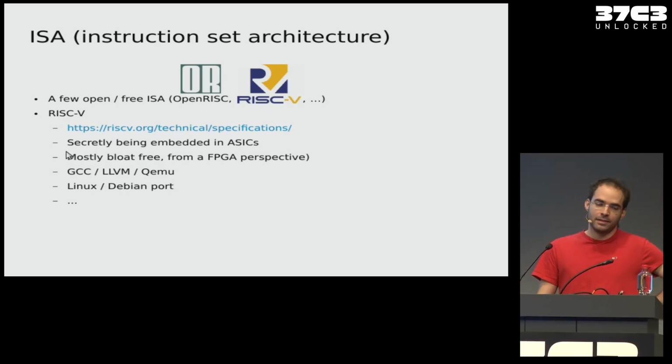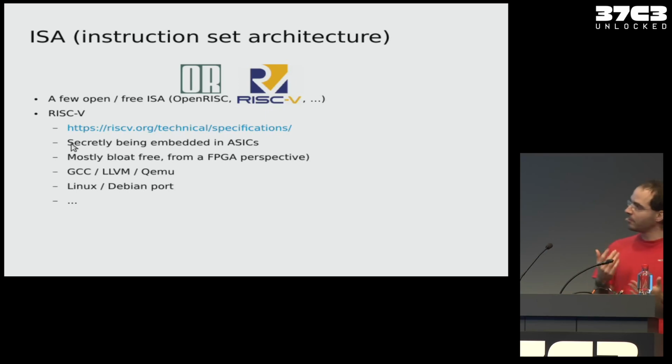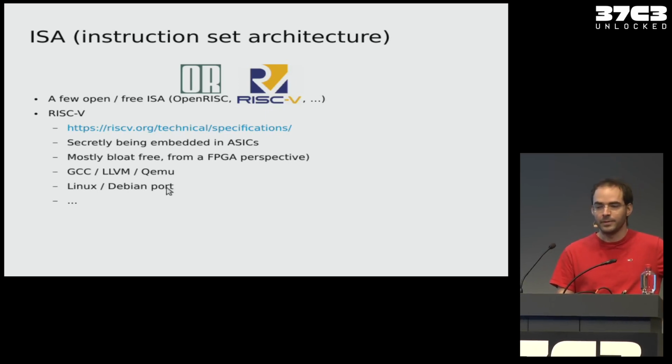It's maybe still not that easy to buy RISC-V chips that you can program yourself, but in many cases, many companies embed some RISC-V in their silicon to implement some functionalities without even telling us. So it's really quite common. You also get all the toolchain: GCC, LLVM, QEMU, Linux, Debian port, all of those things.